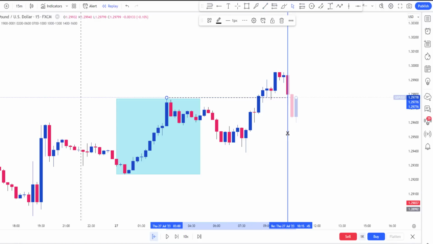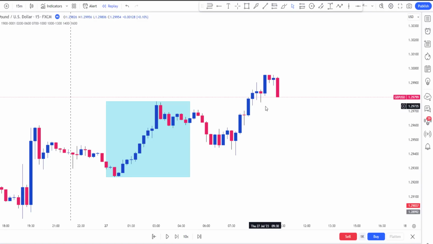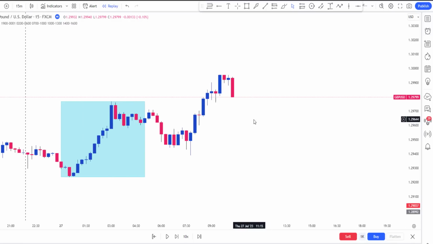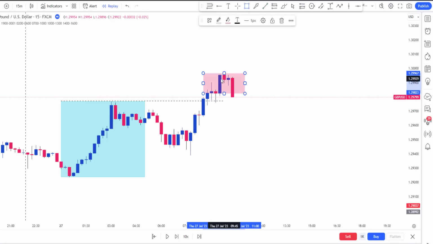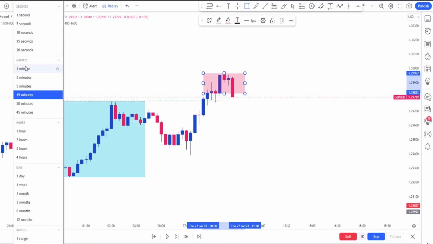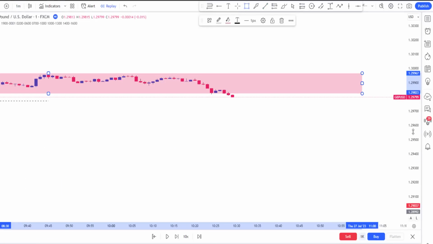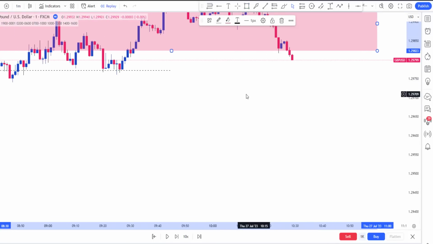Guys, if this video is taking longer, you can pause it and then continue watching it later. So looking at this, we took out the Asian range. Then my focus is here, right at this point. So I drop down to the 1 minute time frame to watch out for my shift in market structure.